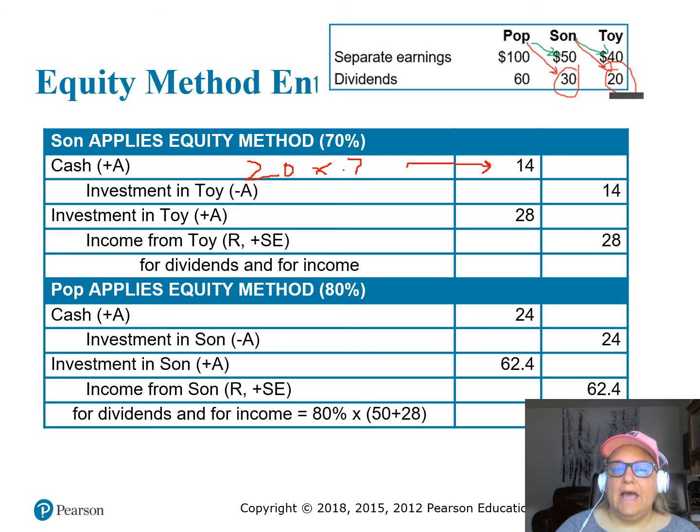Then the next thing we're going to do is look at toy's income. So let's look at toy's income real quick. Remember that son is a 70% shareholder of toy. So toy's income was 40, right? So we're going to take the 40 and multiply it again times 70%. And that's where we're going to get the amount, their portion of toy's income. Okay, so now we've got that part done. We'll do pop's on part 2 so that I can make 2 captures here.